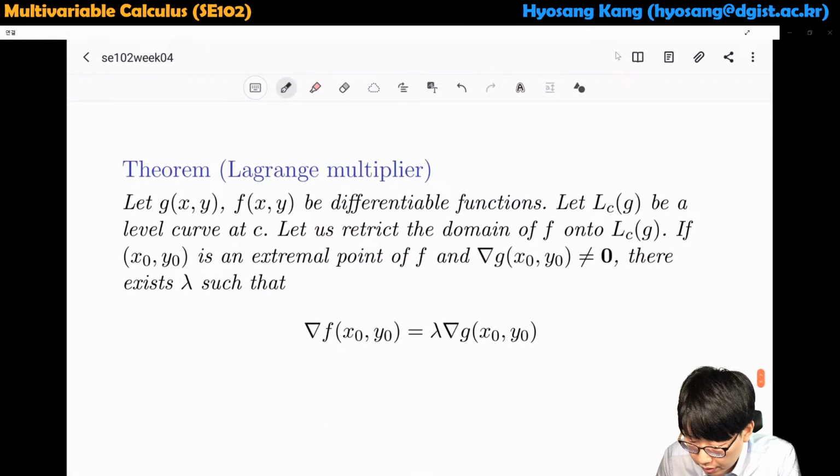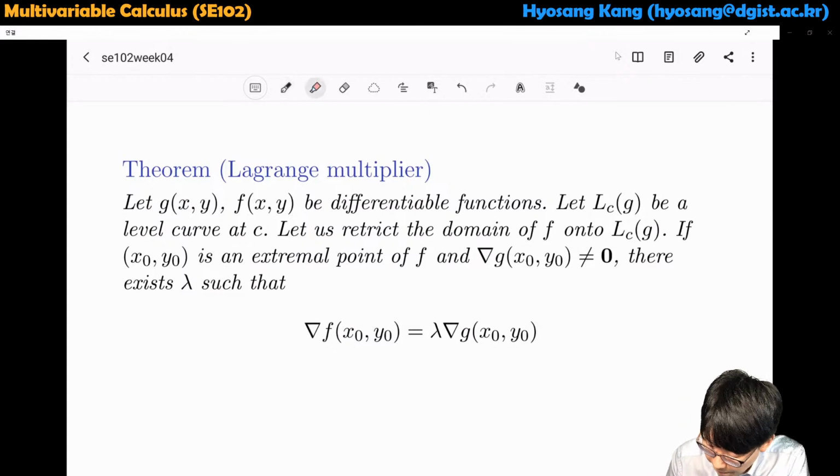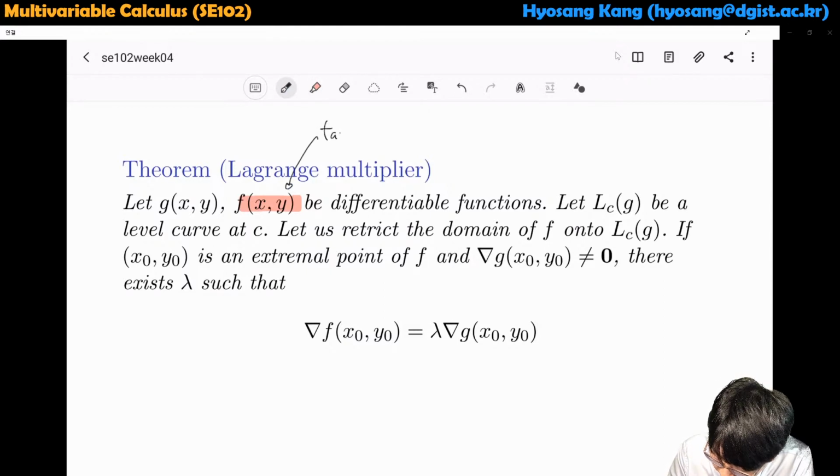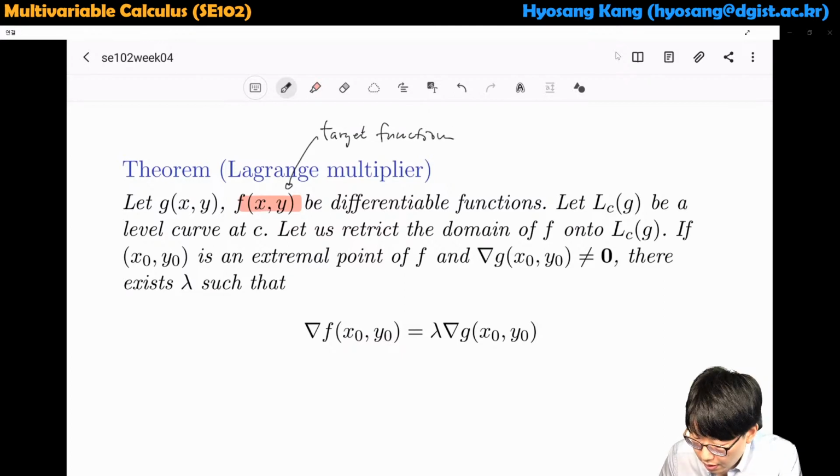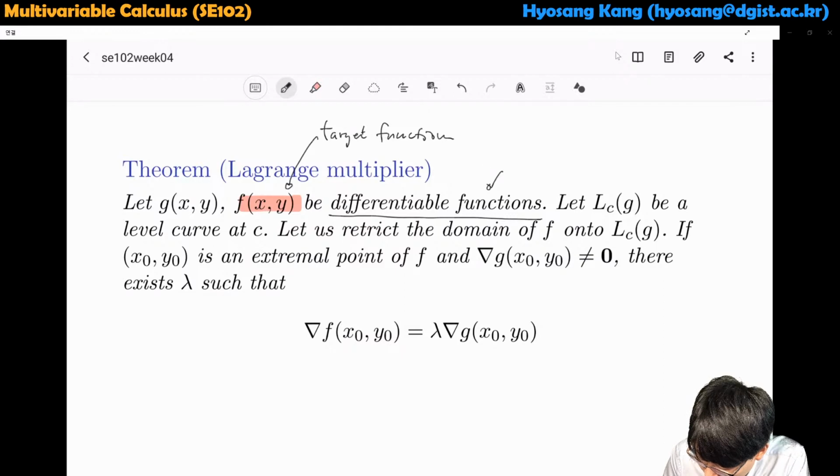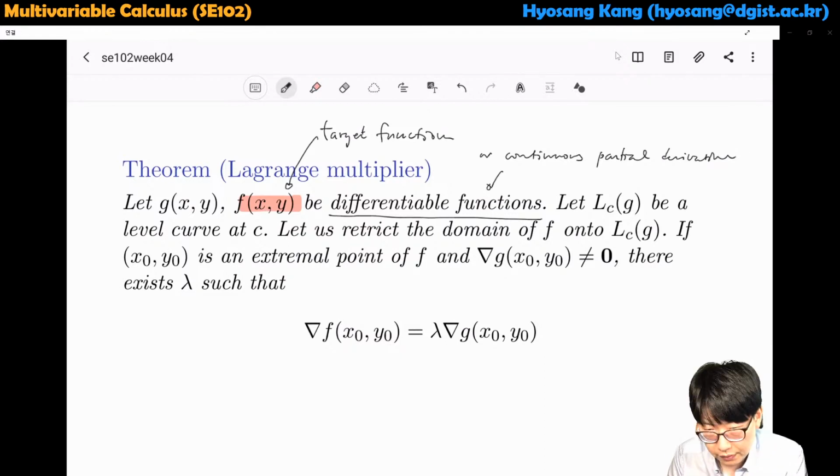This is very important in the Lagrange multiplier that we are going to explain now. Our assumption is that we have two functions, f and g. Later we will call f the target function. And we assume that these two functions are differentiable functions, which means that they have continuous partial derivatives.